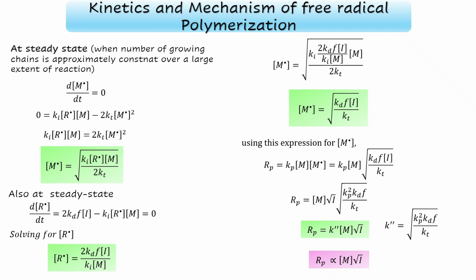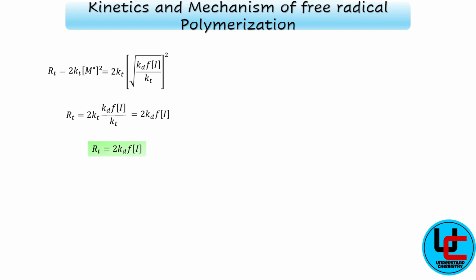From this expression, we conclude that the rate of propagation increases linearly with monomer concentration. Secondly, the rate of propagation increases with the square root of the initiator concentration. Now let us place the value of M radical into the expression of the rate of termination. And on simplification, we get Rt is equal to 2f kd into I. According to this, the rate of termination is directly proportional to the concentration of initiator.